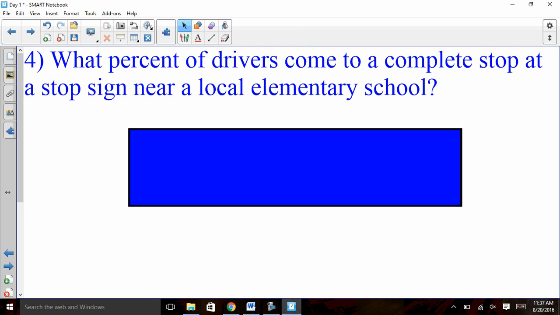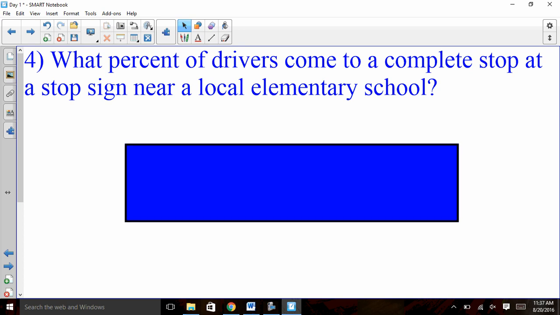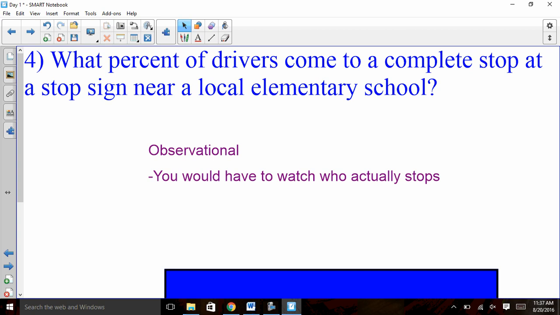Okay, what percentage of drivers come to a complete stop at a stop sign near a local elementary school? Observational. You're going to have to watch and see who actually stops. You could potentially give a sample survey. However, some people may or may not lie on that one. So this one you actually could watch because you can stand outside. You're not creepily in their house. You can actually just stand in public and watch it happen.